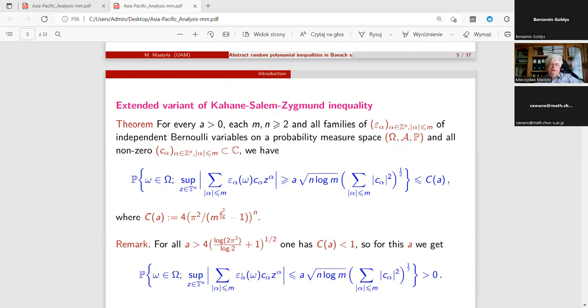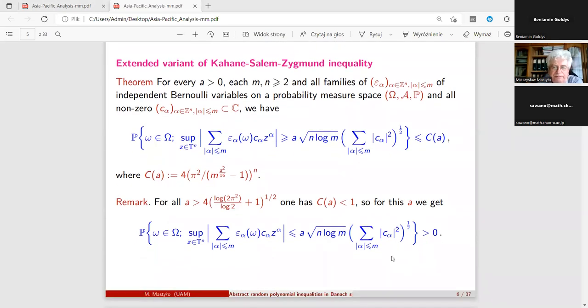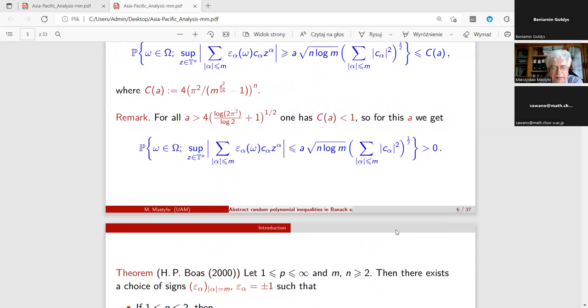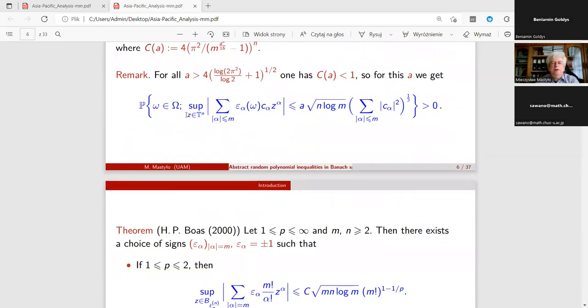So if this is the sequence of, for example, classical Bernoulli variables, surely we find signs plus minus one such that the supremum over the n-dimensional torus will be estimated by the following Hilbert norm, up to a constant depending on the dimension of the torus and the degree of the polynomial. So you see this supremum is taken over the n-dimensional torus. This means that on C^n, if we consider the L infinity norm, this supremum really is the same as the supremum over the n-dimensional polydisk with the infinity norm.